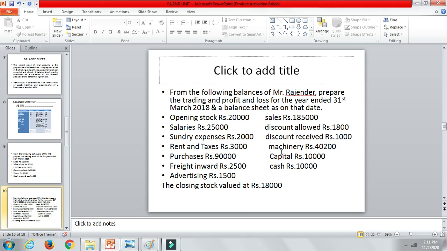Closing stock valued at rupees 18,000 will come twice, guys. This is a basic, simple problem I am starting with. Closing stock will come twice. One is the stock which is remaining at the end of the year, that will be written on the trading account credit side. After doing all the manufacturing, what is left we are going to write down. So the leftover will be written on the trading credit side, and it will come again on the asset side of the balance sheet. So let's do this problem.